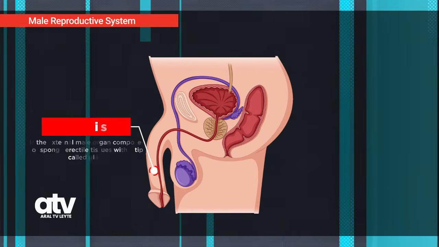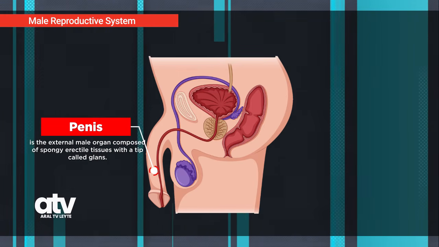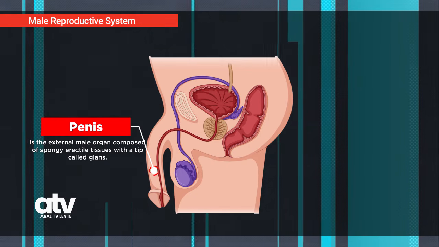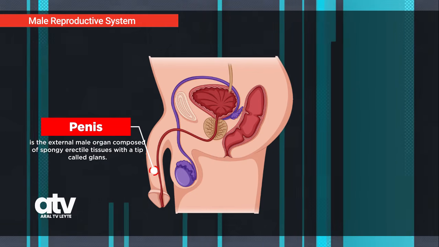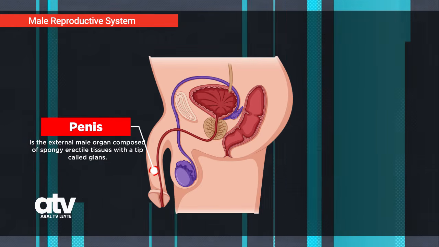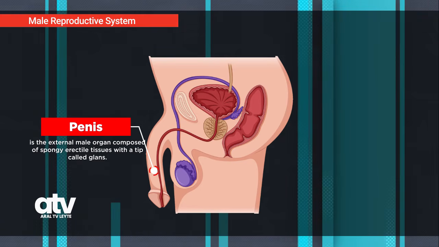Penis is the external male organ composed of spongy erectile tissues with a tip called glans. It is covered with foreskin that may be removed through circumcision. Its function is to deposit sperm cells into the vagina.